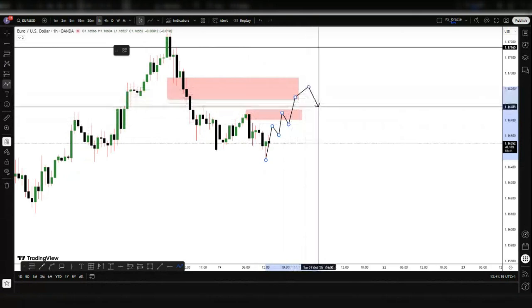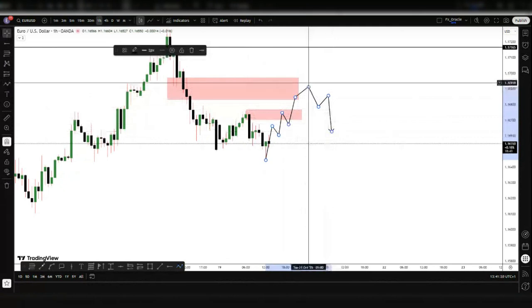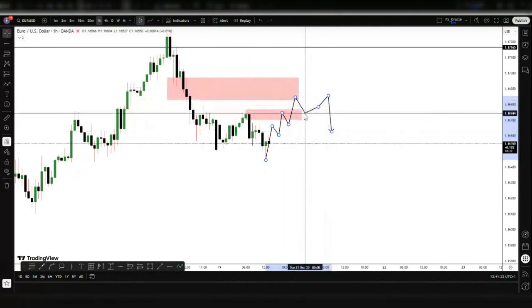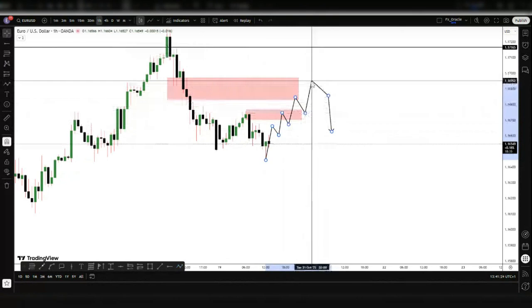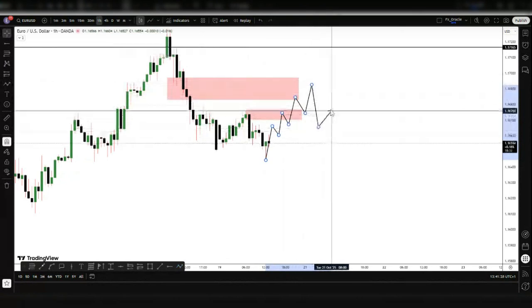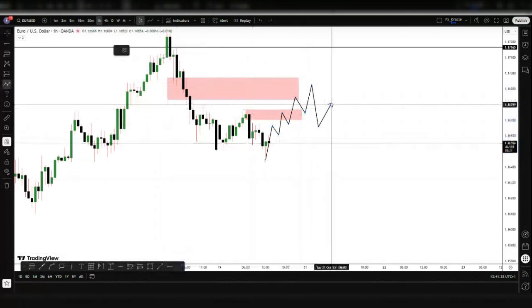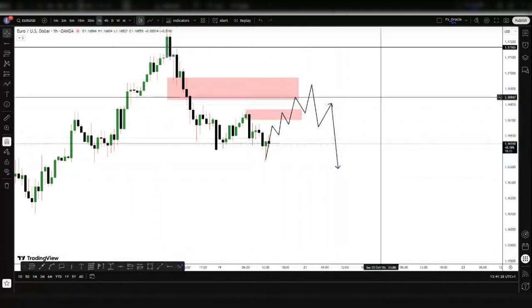Sorry, let me do this. Then I'll expect a sell to be something like this: tap in, react, then we take out the high, then the low breaks. So what I'll be expecting is a pullback to retest and we'll take it down. So that's exactly what I'm waiting for.